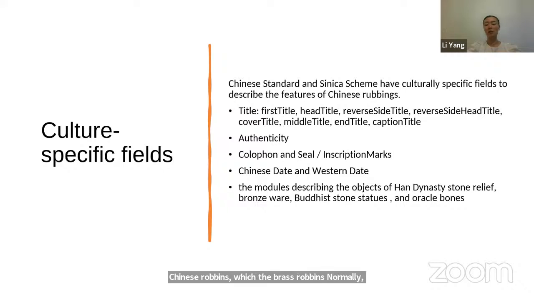Both schemes can describe serial rubbings information, which is seldom seen in brass rubbings. In the Sinica scheme, the modules describing the objects of Han Dynasty stone relief, bronzeware, Buddhist stone statues, and oracle bones are special for certain types of objects. It also has Chinese date and Western date fields to record different formats of date, since most Chinese rubbings adopted the regnal years, not the Gregorian calendar.